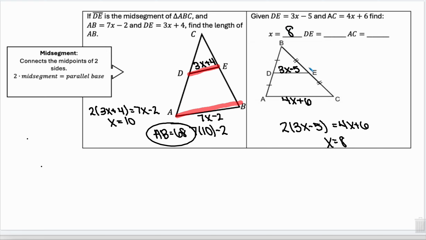So then it asked me to find DE, so 3 times 8 is 24. 24 minus 5 is 19. And AC, so 4 times 8 is 32, and 32 plus 6 is 38. Ta-da!